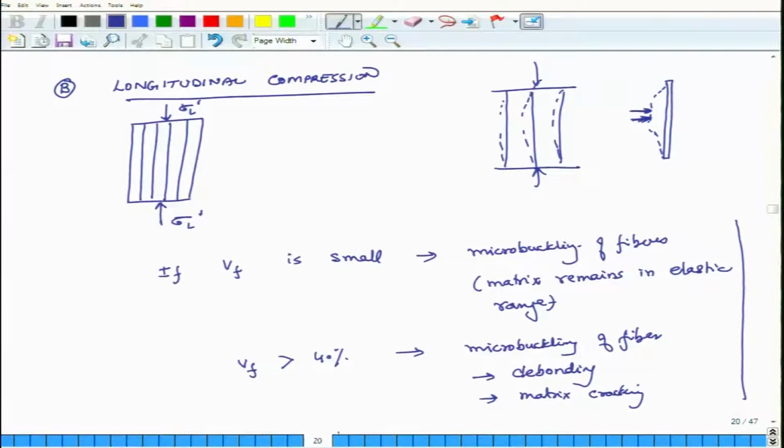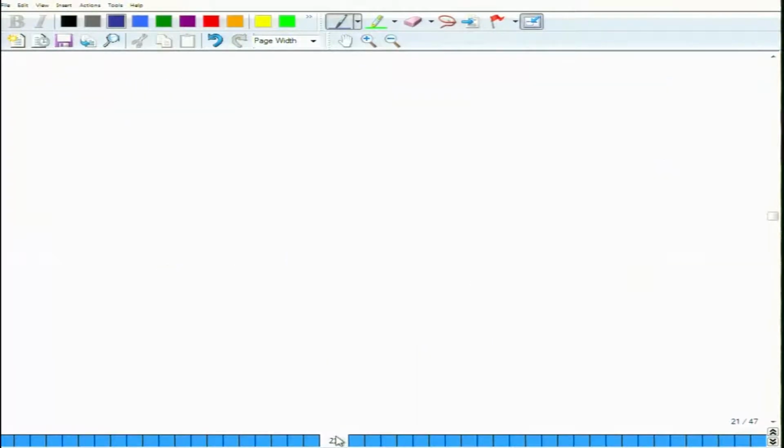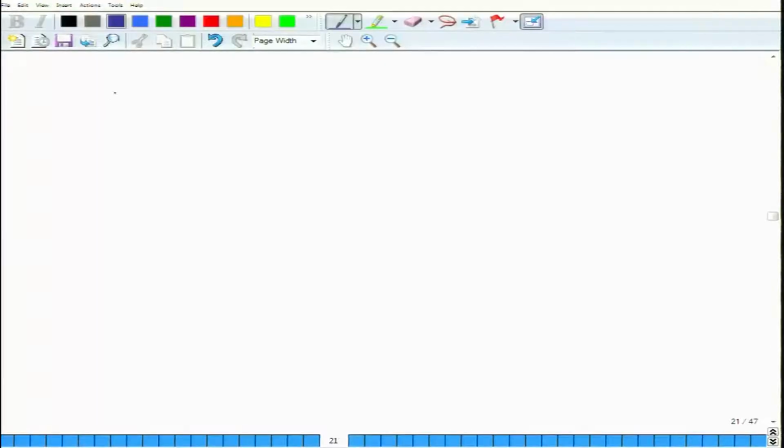So, in general, a composite which is loaded longitudinally in compression can fail in 3-4 important ways. The first failure mode is transverse tensile failure of matrix.